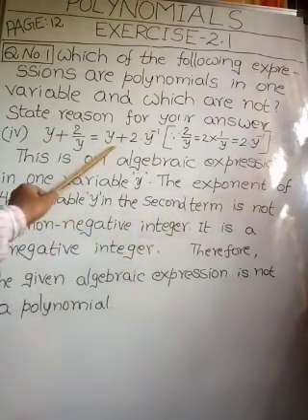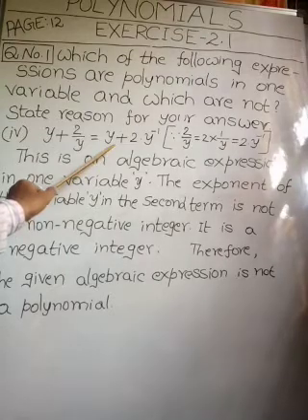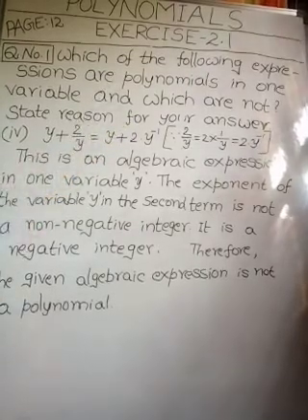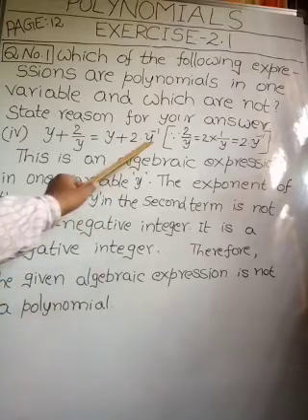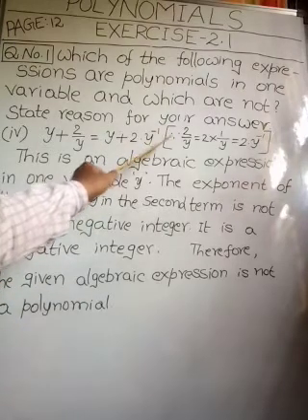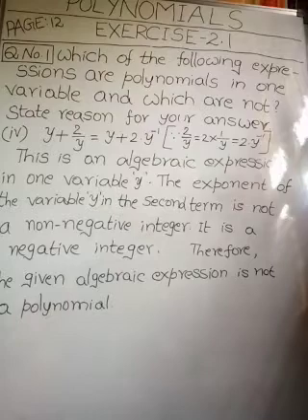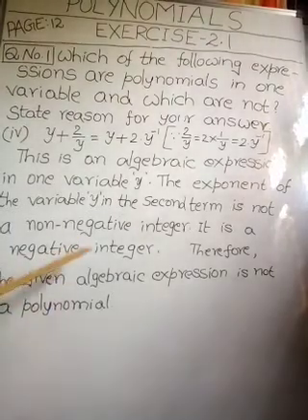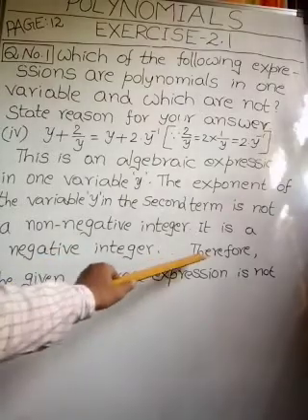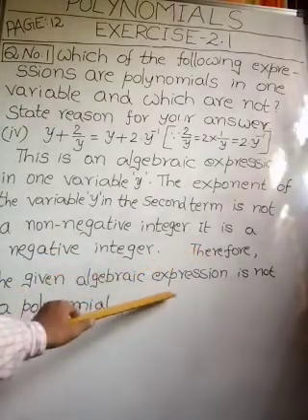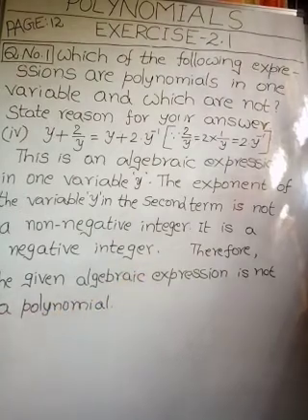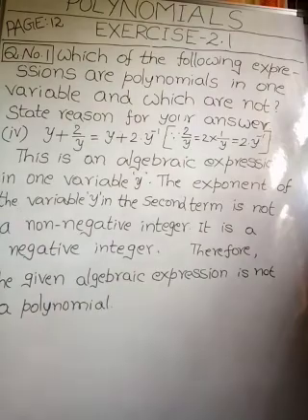What is the exponent of the variable y in the first term? 1. So it is a non-negative integer. But the exponent of the variable y in the second term is minus 1. It is not a non-negative integer. It is a negative integer. Therefore, the given algebraic expression is not a polynomial. It is just an algebraic expression, but not a polynomial. Okay, my dear children? Right.